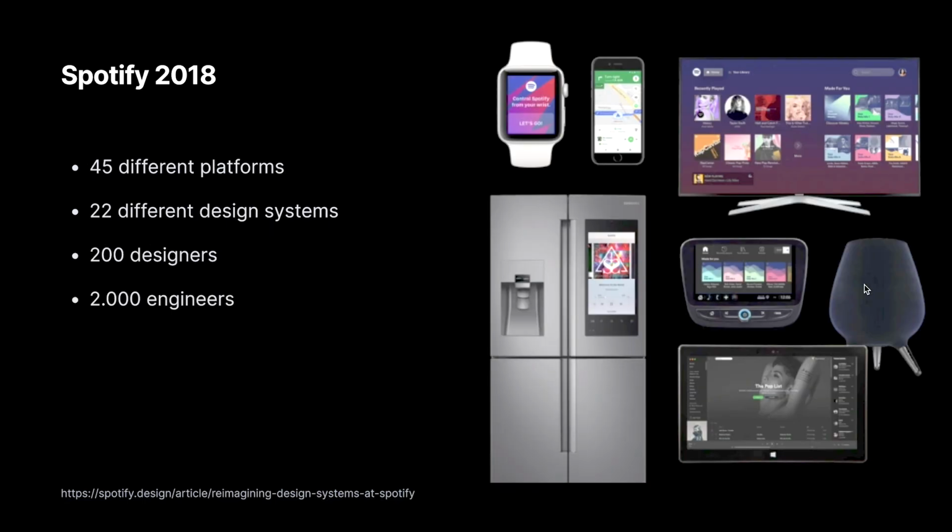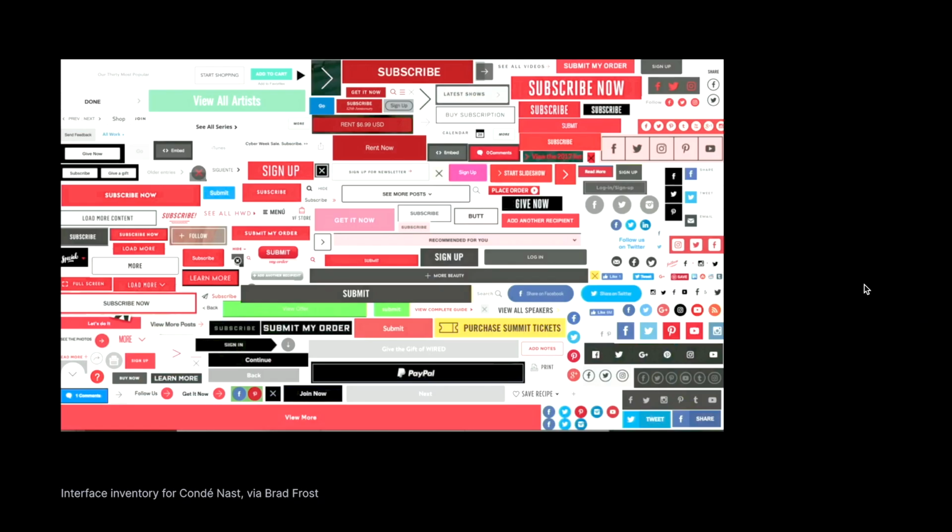And 3 years later, they already had 45 different platforms, 22 different design systems, 200 designers and 2,000 developers. So updating this manually was not an option anymore. We'll see how they solved this at a later point.